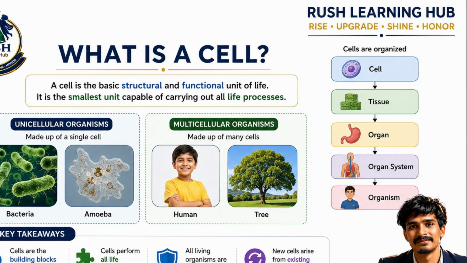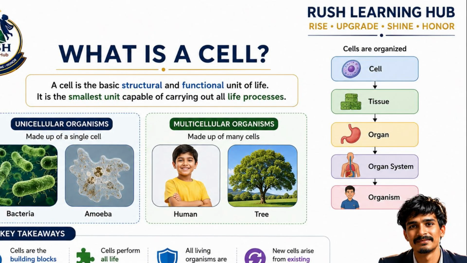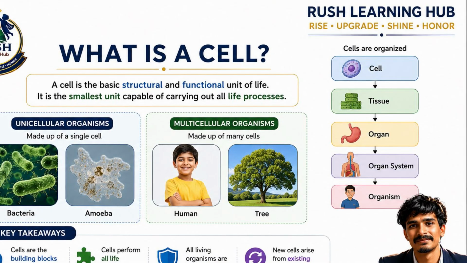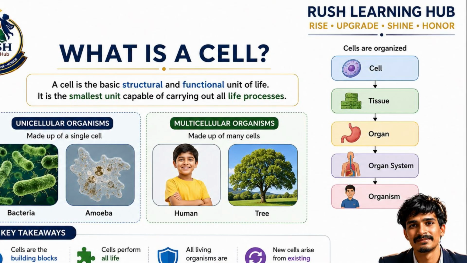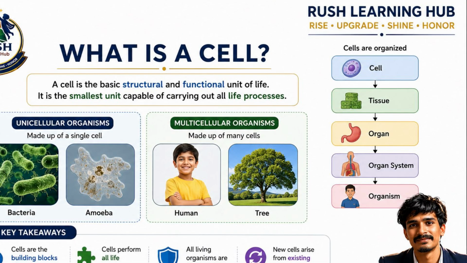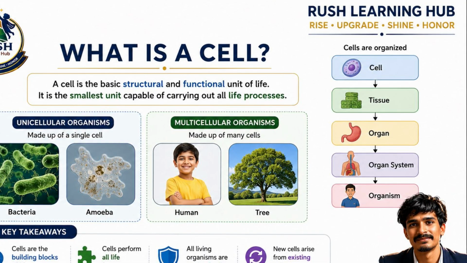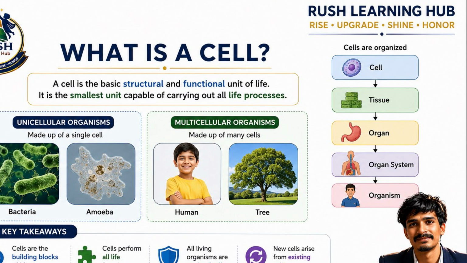Now let us understand how cells are organized in multicellular organisms. A single cell alone cannot form a complete human body. Cells first group together to form tissues. A tissue is a group of similar cells performing a specific function.